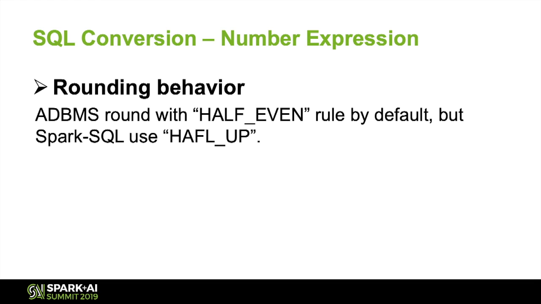If the last digit to be kept is an odd number, then it will be increased by 1 and become an even number. If it's an even number already, it will be kept as is. Well, for Spark, it uses a half-up rule by default, which means it will always add 1 to the last digit to be kept.